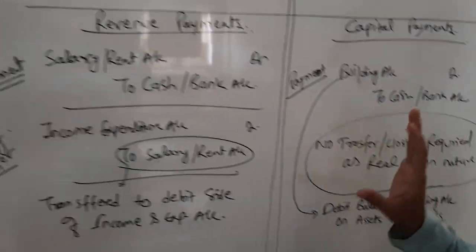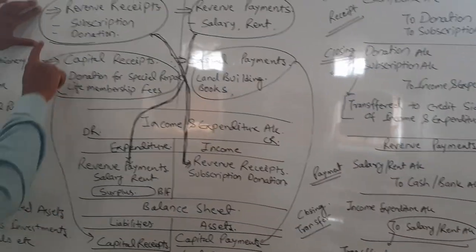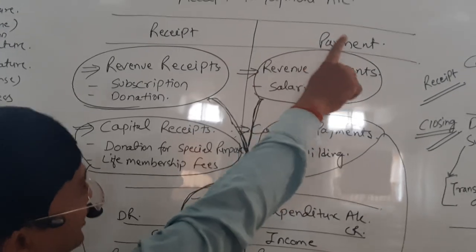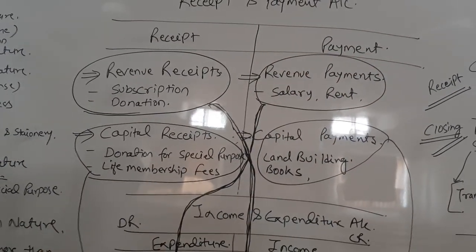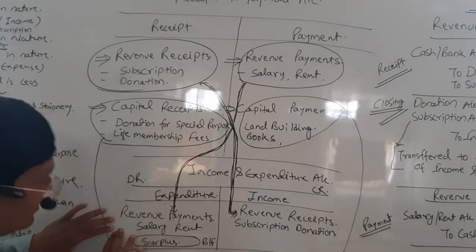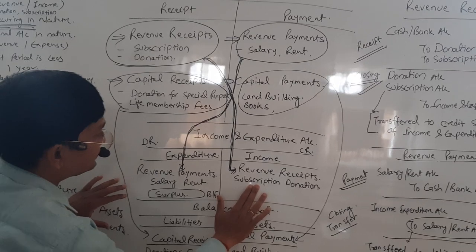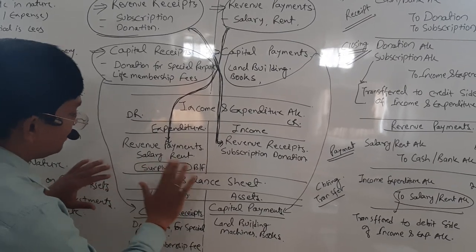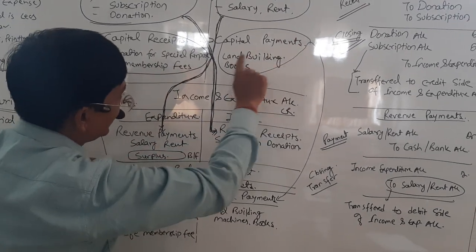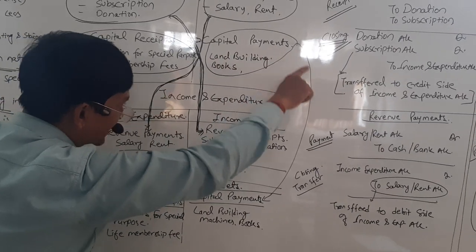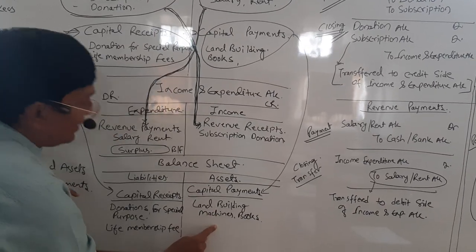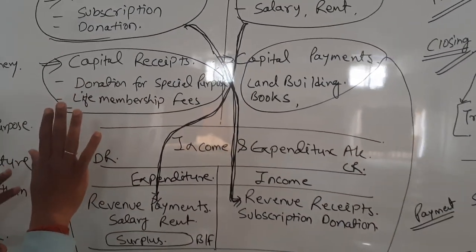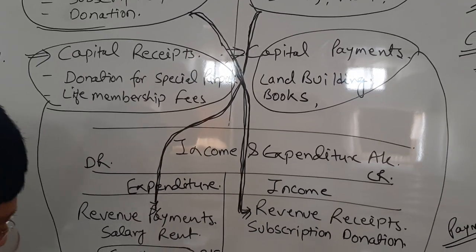In this way, the revenue receipts will be transferred as income to income and expenditure account. Similarly, the revenue payments will be transferred to income and expenditure account as expenditure on the debit side. The difference between income and expenditure will be profit, but here it will be termed as surplus. The capital payments, that are payments for acquiring fixed assets, their debit balances will go to the asset side of the balance sheet, and capital receipts, which are personal account in nature having credit balances, will go to the liability side of the balance sheet.